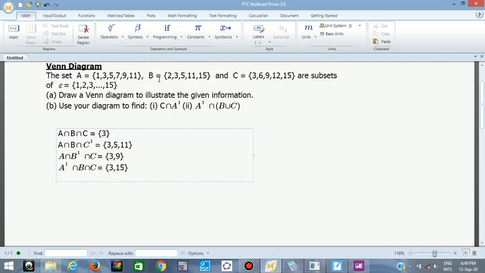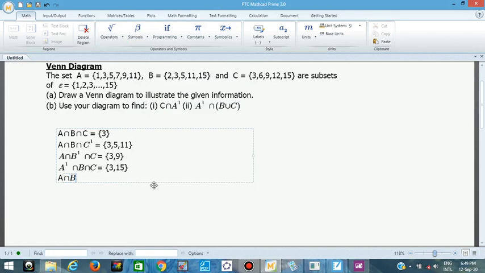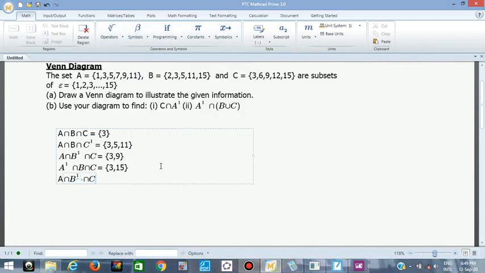Then the next one we need to look at is those elements that are only in A. We don't have them in B, we don't have them in C. How do you write that? You write your A, then you have your intersection B, put your complement, then you continue again, intersection C, then you put your complement. These 2 complements here mean the elements that are in A but they are not in B, they are not in C.